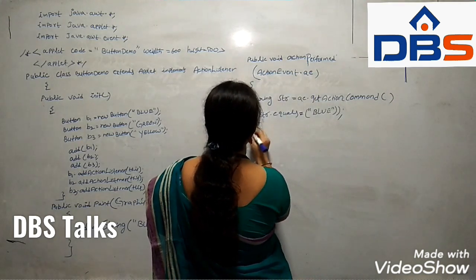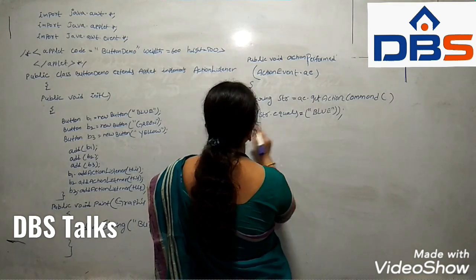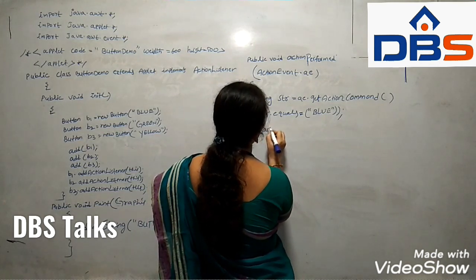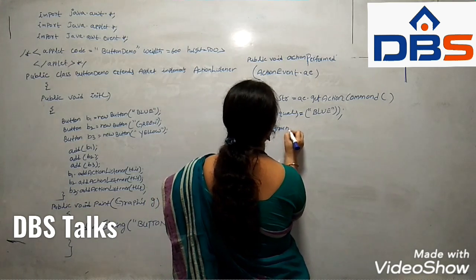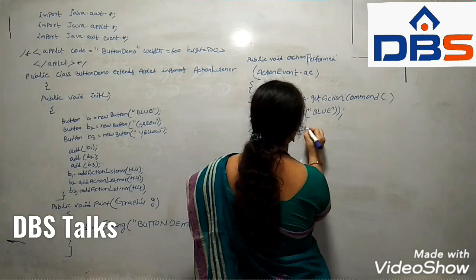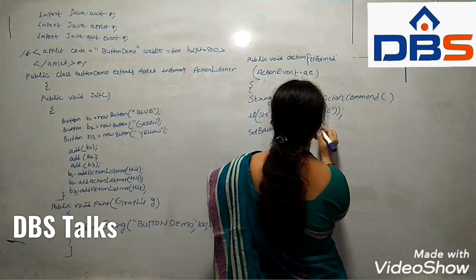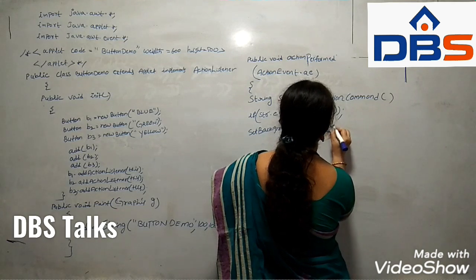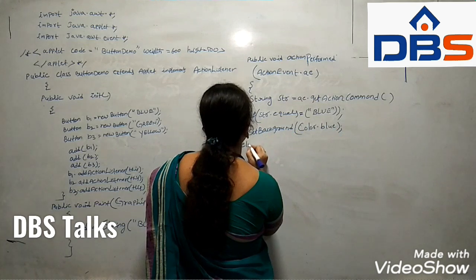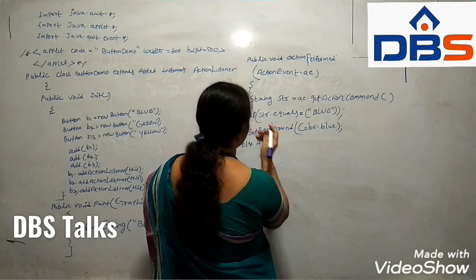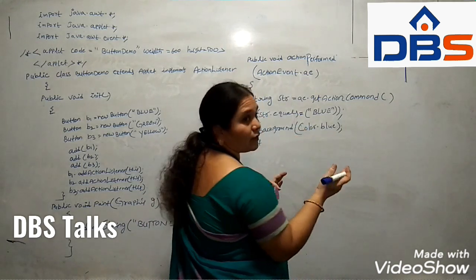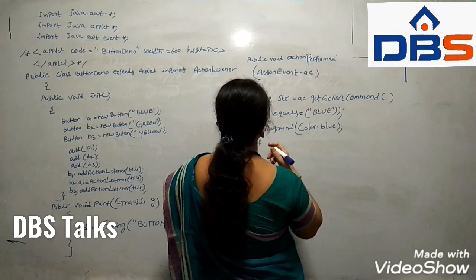Then what will appear according to this? Set background color. setBackground is Color dot blue. Otherwise, else if. We are using an else if ladder here. Why? Because we have three buttons. That's why.